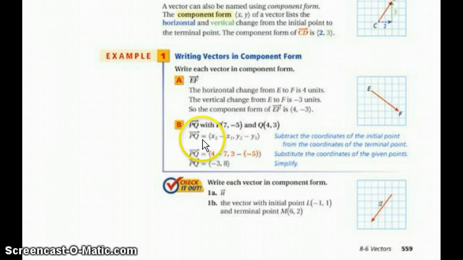This next example, they're just giving us a couple of points P and Q, and we want to find the component form here. If you're given the points like this, the easiest way to do this is to subtract 4 minus 7 and then 3 minus a negative 5. Two negatives will make it a positive, and then this is my component form here. Just be sure that you go in that order from the ending point, the Q point in this case, and we're subtracting the P point. And that would be our component form of that vector.